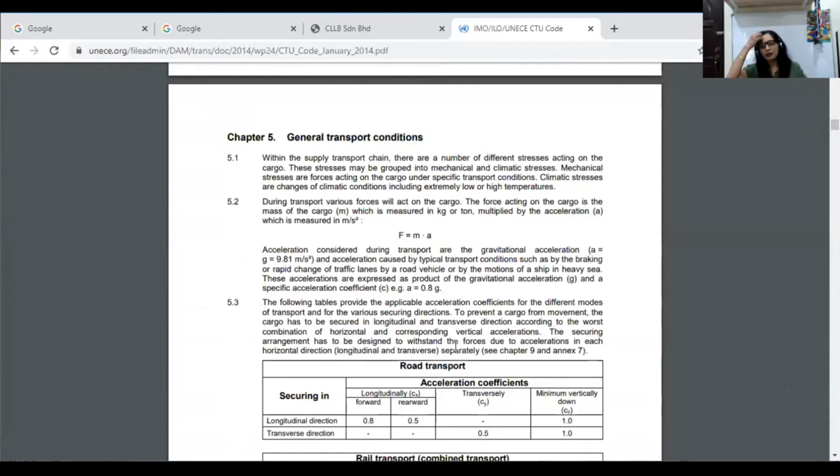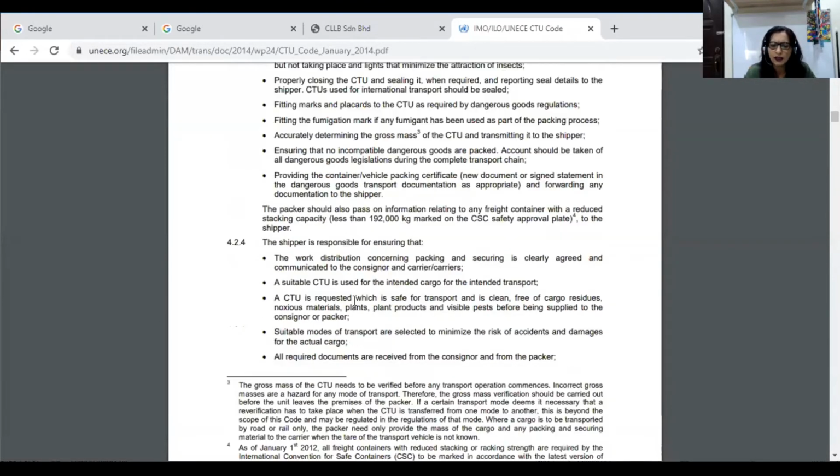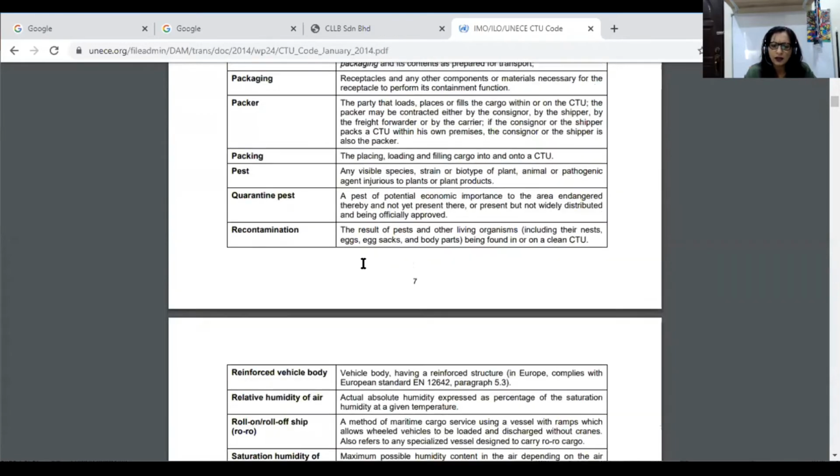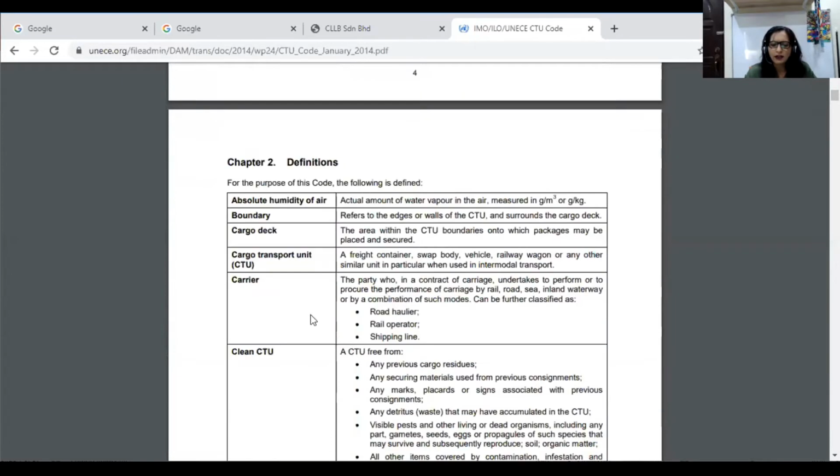So when they are talking about CTU, they're not necessarily talking about the container only. After they explain all this information, because here is responsibilities. Here, let me just move it up and then I'll show you again. These are all definitions. They've given us definitions. What does absolute humidity of air mean? What does a CTU mean?